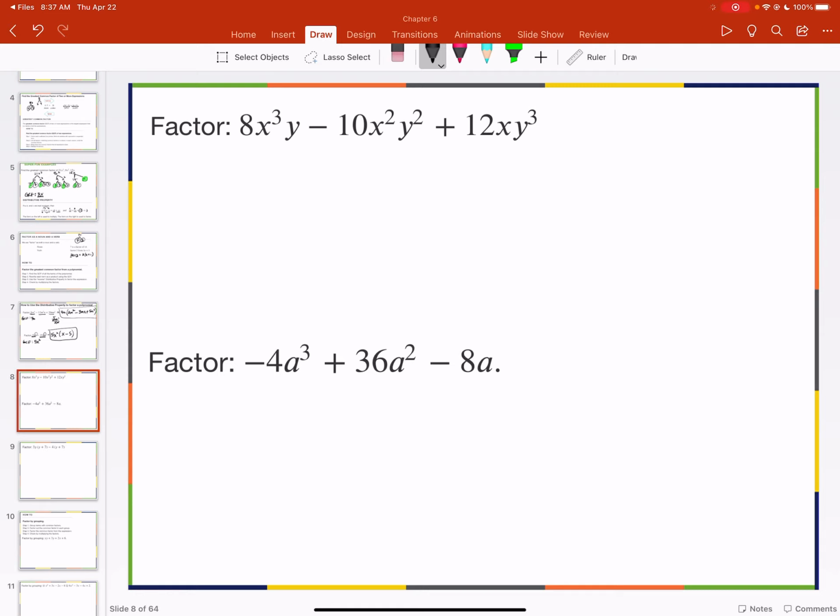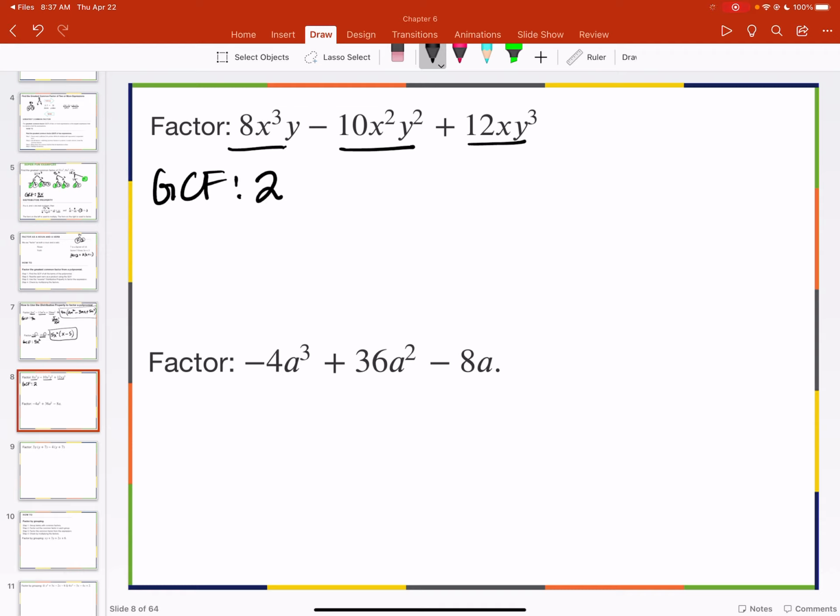Okay, so let's go ahead and do another one. What is the GCF of 8x cubed y, 10x squared y squared, and 12xy? So what number divides into all three? Well, we know 2 does, right? And nothing else, because 5 doesn't divide into anything else.